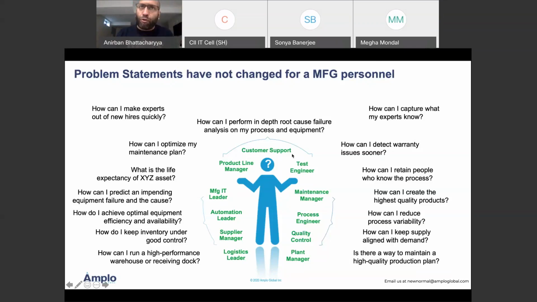We are still looking for efficiency. We are still looking for high quality production. We are still looking for quality products. We are still looking for root cause analysis, Pareto analysis. So problem statements haven't shifted much. What is shifting is how you would solve it. Because your three things, your top line, bottom line, and your work in process, those fundamentals haven't changed. What has changed is how you absorb the problem and solve it.